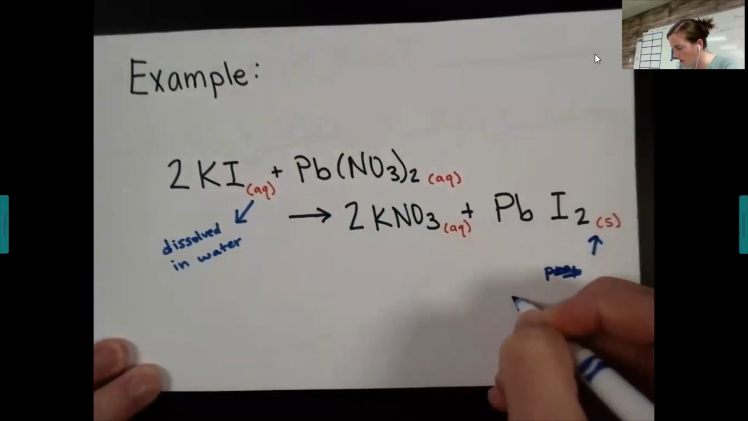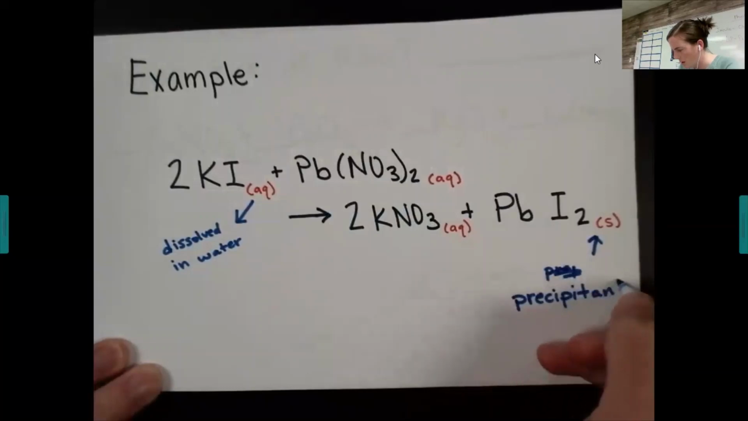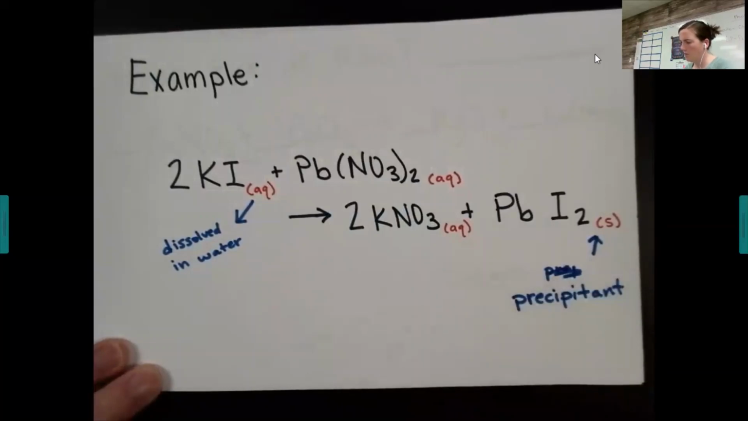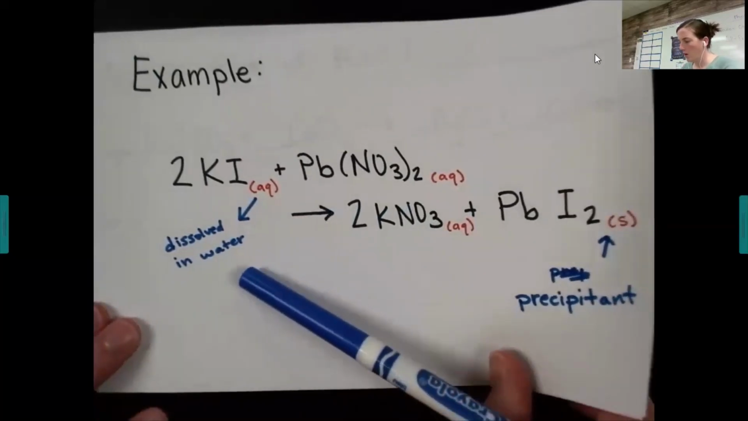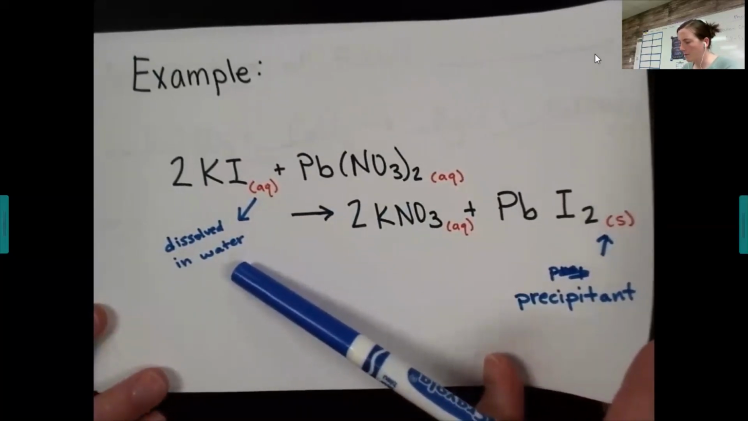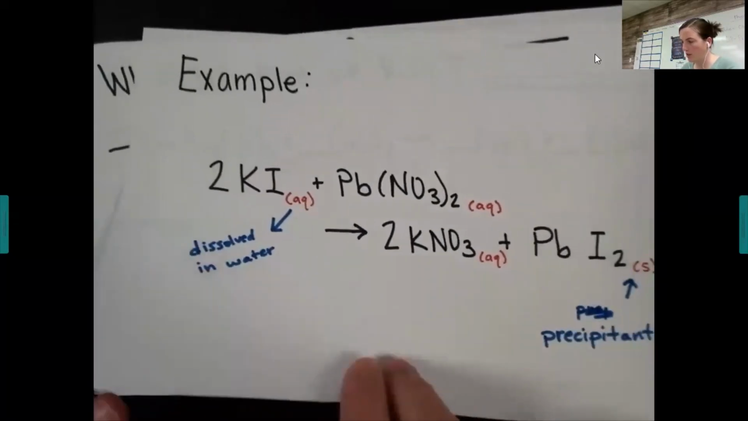If I can spell it. Precipitant. I don't feel like I spelled that right. I'll double check on that. Okay. Yeah, so that's what makes this a precipitant reaction.